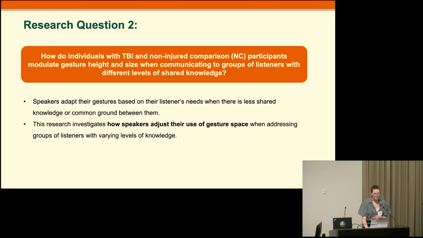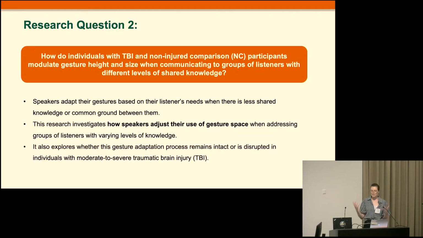I'm also interested in populations with brain injury, and so I look at whether adults with moderate severe traumatic brain injury show different patterns of communication in these types of settings.